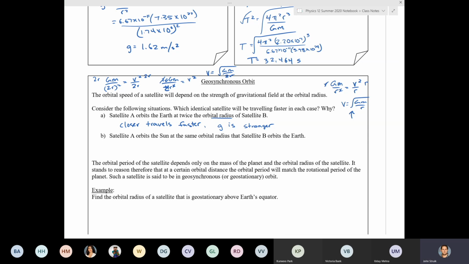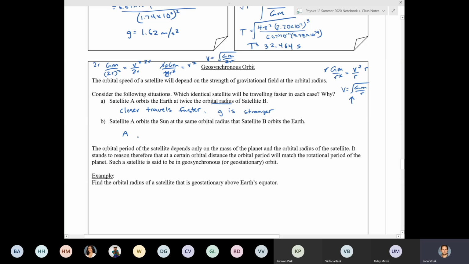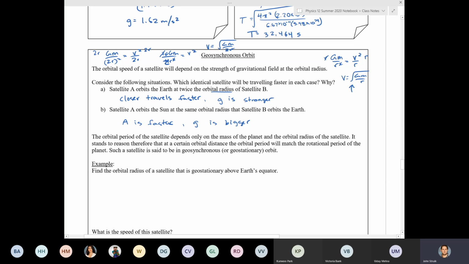So we can apply the same thing here. Satellite A orbits the sun at the same orbital radius that satellite B orbits the Earth. Satellite A will go much faster, because again, g is bigger or stronger, whatever you want to say. Okay, so the orbital period of the satellite depends only on the mass of the planet and the orbital radius of the satellite. It doesn't matter the mass of the satellite at all. So it stands to reason, therefore, that at a certain orbital distance, the orbital period will match the rotation period of the planet.